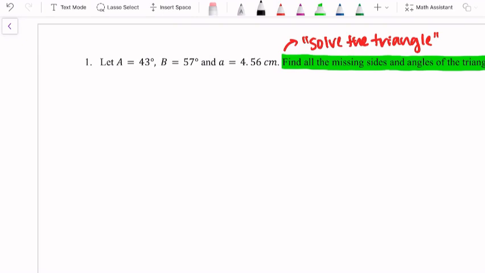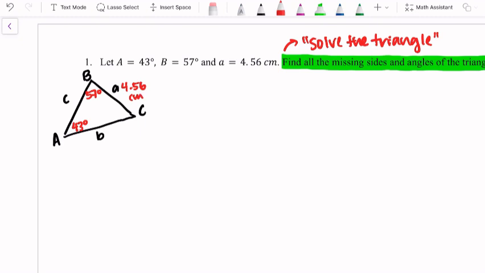Okay, so starting off, we're going to draw ourselves a picture, and we're going to see the information that we have and which law we're going to use. Remember that whenever we draw a diagram, this is just an approximate diagram, so it might not be drawn to scale, but that's okay. So there is my diagram. I have my A, B, C's, and then let's label. Angle A is 43 degrees. Angle B is 57 degrees. And then lowercase a is 4.56. And it does give us units, so I'm going to put those on there, centimeters.